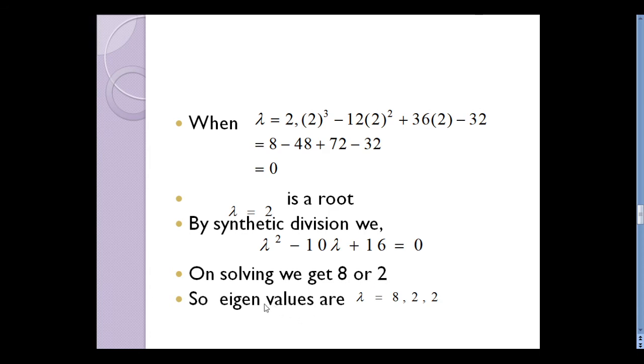Now in total we have 3 eigenvalues for the 3 cross 3 matrix. So the lambda values are first 2, then 8 and 2. So lambda is equal to 8, 2, 2.